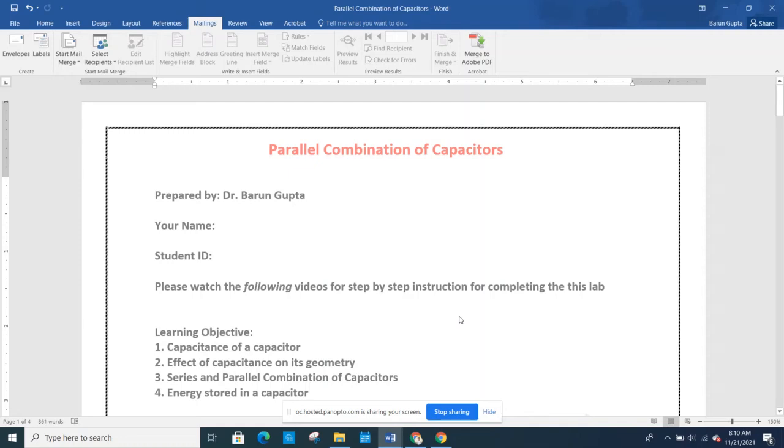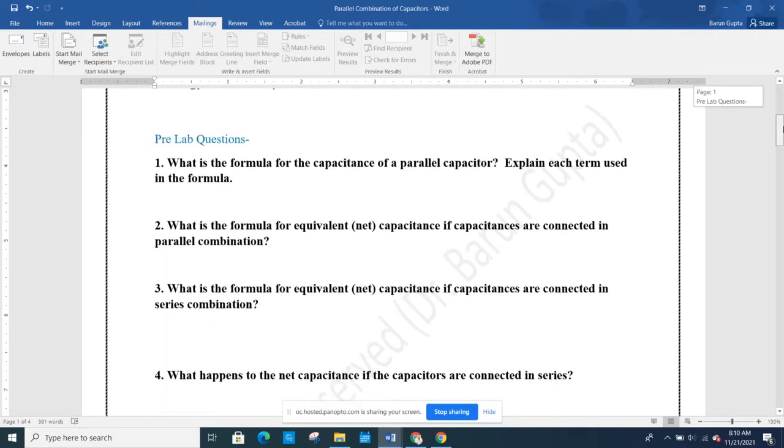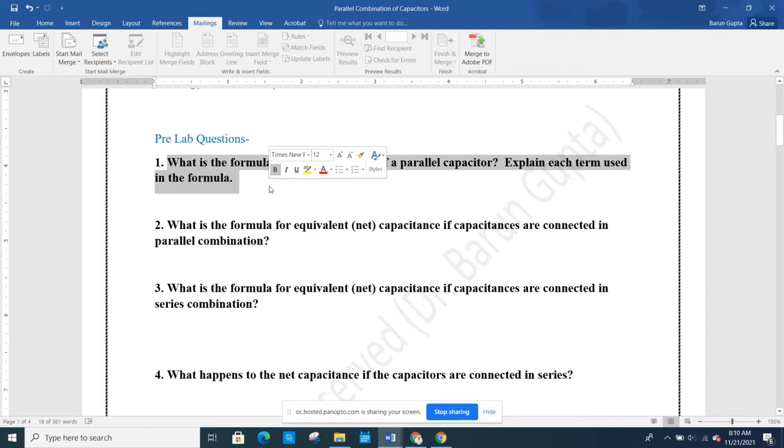I will instruct you how to complete the parallel combination of capacitor lab. Here are a few pre-lab questions you must answer before going into the data collection. For example, what is the formula for a parallel plate capacitor? You have to answer in terms of the geometry of the capacitor. For example, the capacitance of a parallel plate capacitor depends upon the area and the distance. Write it down, and you can find all the answers from the lecture videos.